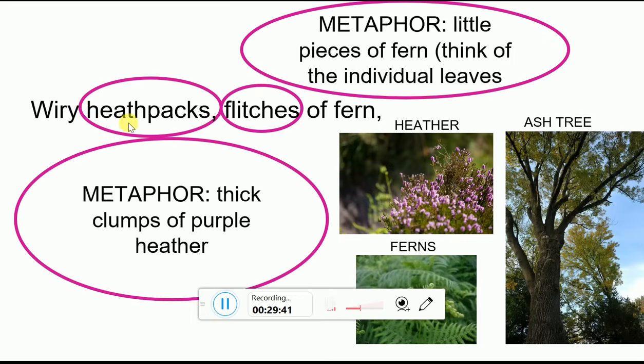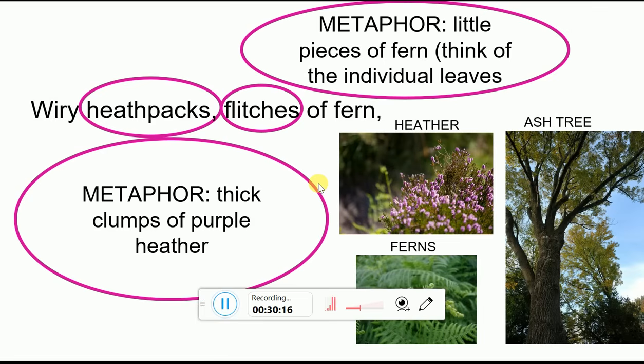We've got weary, heathpecks, flitches of fen, and then now metaphor, think clumps of paper. What does it mean? The word weary, resembling wire in form and texture, and then heathpecks, clumps of heather, a low evergreen shrub, which has small bell-shaped pink or purple flowers. Here are those flowers. These are the flowers that are present at the riverside near the barn. And then characteristics of heath and moorland. And then again, we've got flitches, which means patches of twigs or clumps.